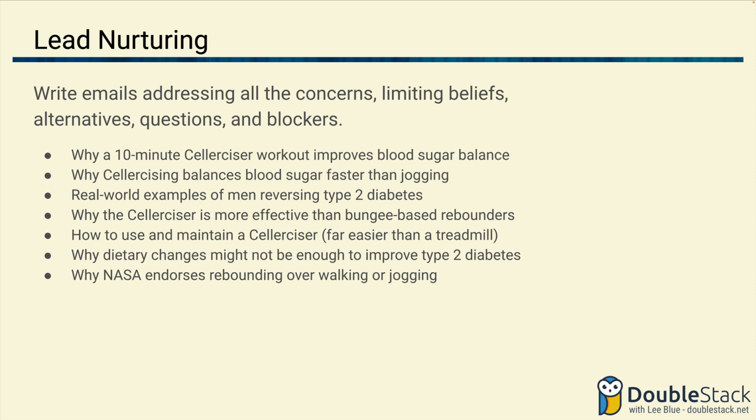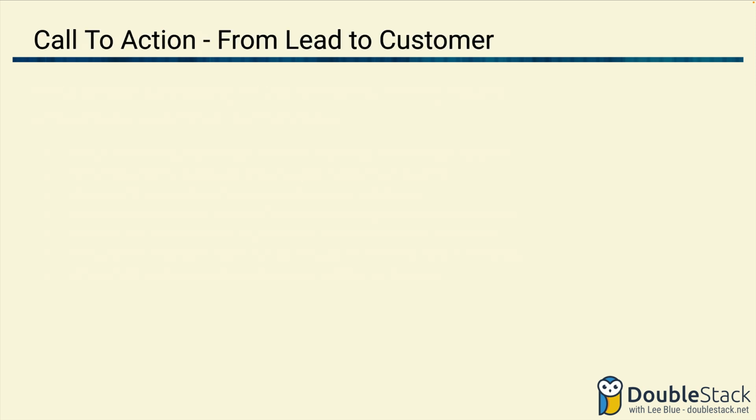But as you get through the end of all this, you can get the sense that somebody really knows a lot about the Cellerciser. And so they're educated, they're qualified, they're inspired by all of this stuff. And so that makes a really good lead nurturing sequence. And then the final step is going to be the call to action. How do I get people to go from being a lead to a customer? And really, there's just a couple things that might happen.